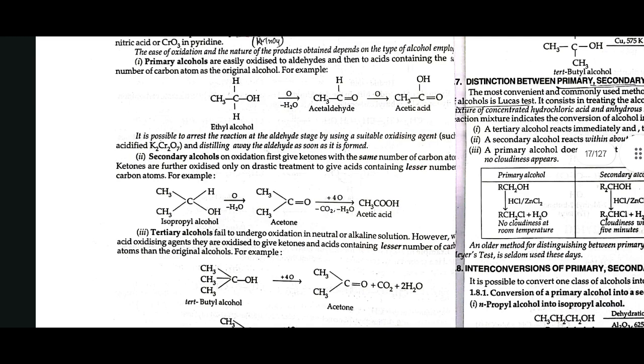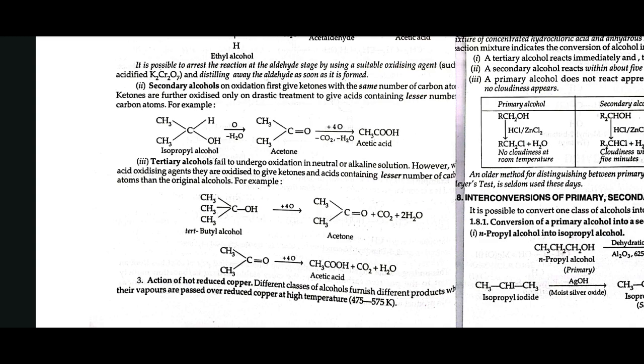Second, secondary alcohols on oxidation give first ketone with the same number of carbon atoms. Ketones are further oxidized only on drastic treatment to give acids containing a lesser number of carbon atoms. Tertiary alcohols fail to undergo oxidation in neutral or alkaline solution. However, in the presence of acid oxidizing agents they are oxidized to give ketones and acids containing a lesser number of carbon atoms than the original alcohols.